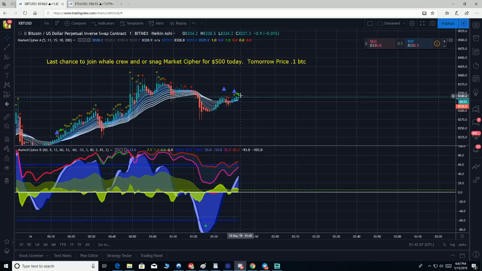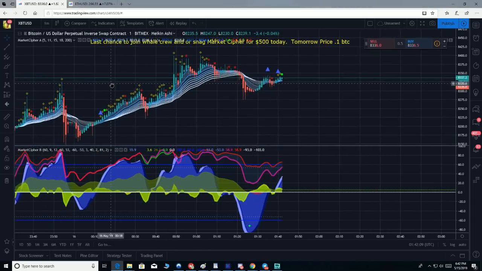Ooh, a green dot on the entry on the 1 minute.